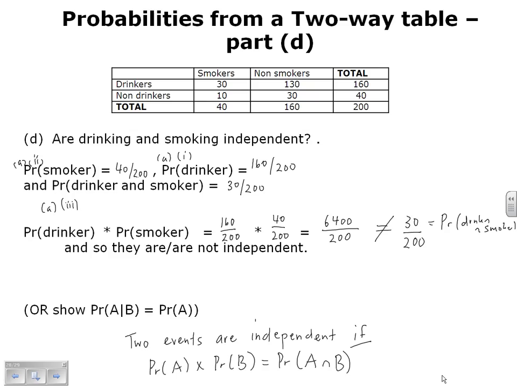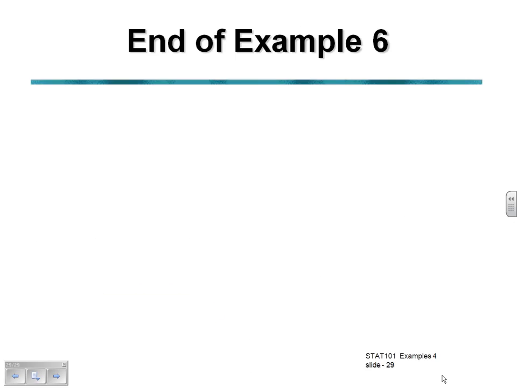So in our case, they are not independent events. Smoking and drinking cannot be independent. They must actually be dependent events. Smoking and drinking are dependent. And finally, down at the left-hand side, there is another way of showing independence, just another route. Probability of A, given that B has already happened, is equal to the probability of A itself. So our events, smoking and drinking, are dependent. And that's the end of example 6.